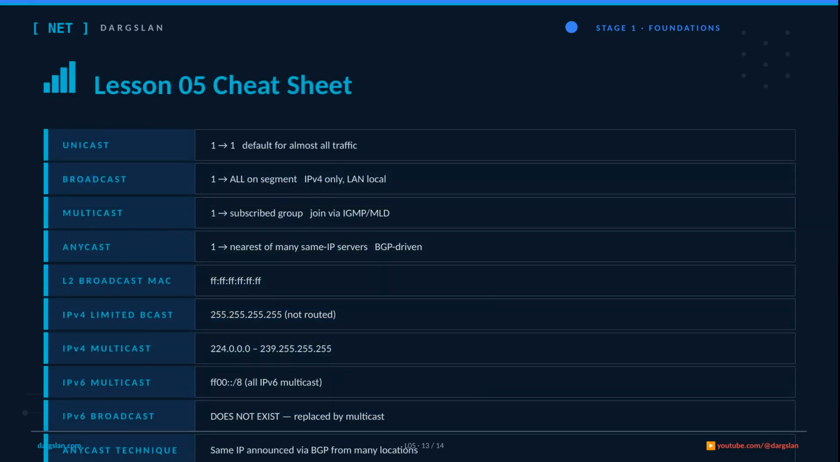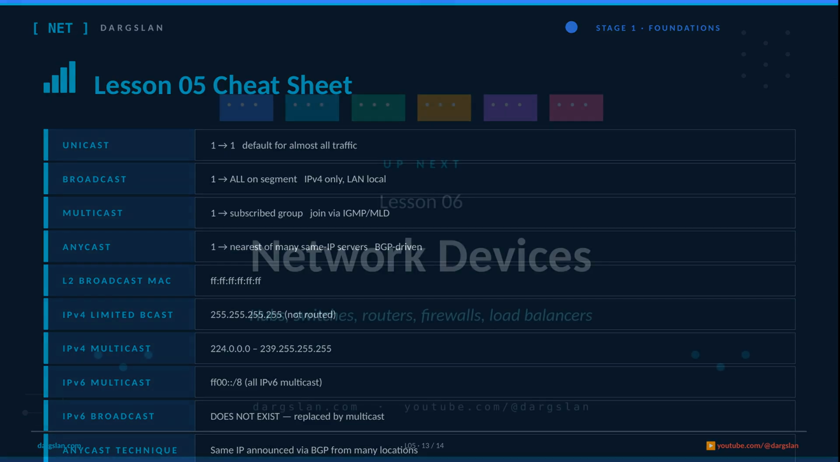To make this stick, here's your cheat sheet. One page you can come back to anytime. Keep the four cast types in mind with their one-line definitions and pair them with the addresses that give them away. The all ones MAC for layer 2 broadcasts, 255.255.255.255 for IPv4's limited broadcast, the 224 through 239 range for IPv4 multicast, and FF00::/8 for everything multicast in IPv6, and the line worth tattooing on your brain. IPv6 broadcast simply doesn't exist. Multicast took its job. That wraps up Lesson 5.